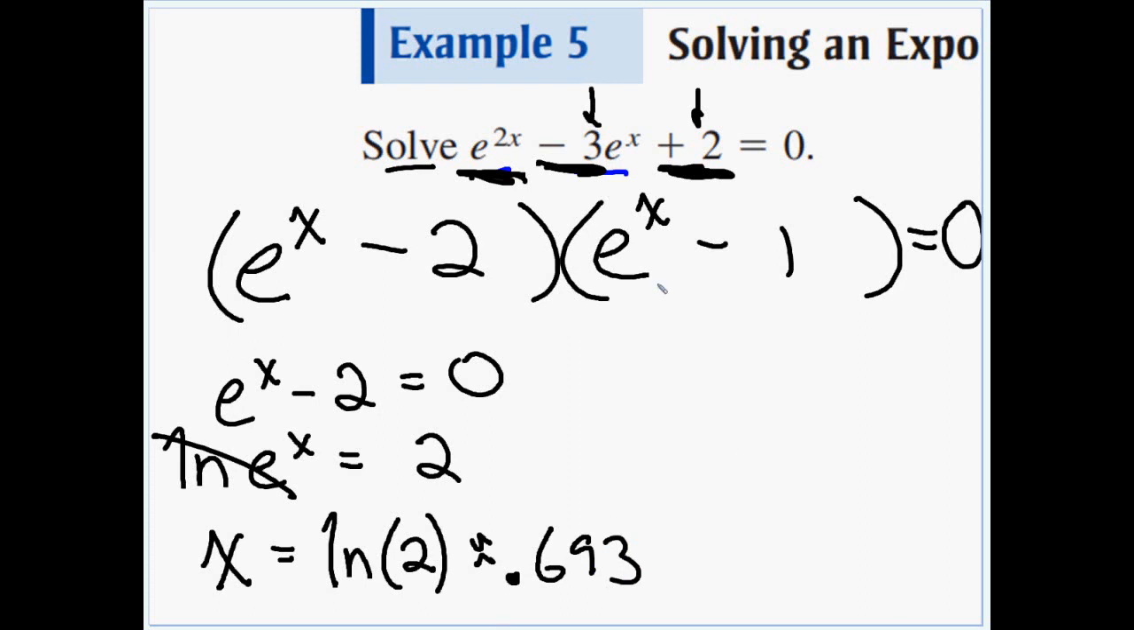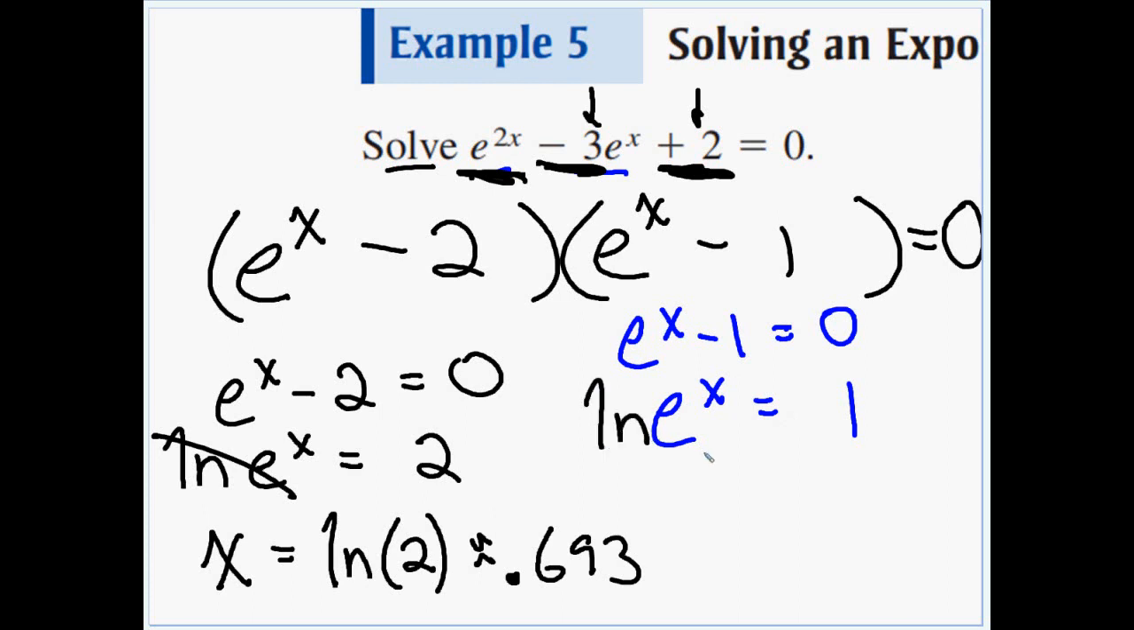The other factor, e to the x minus 1 equal to 0, we would add 1. e to the x equals positive 1. And then we take the natural log. The natural log of this would just be an x equals, and then the natural log of 1. If you type that in your calculator, out pops a 0.